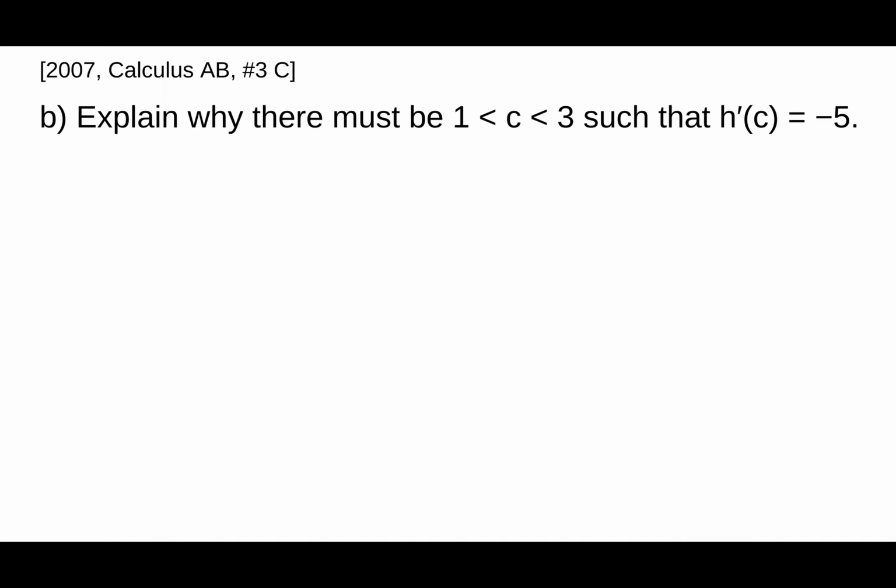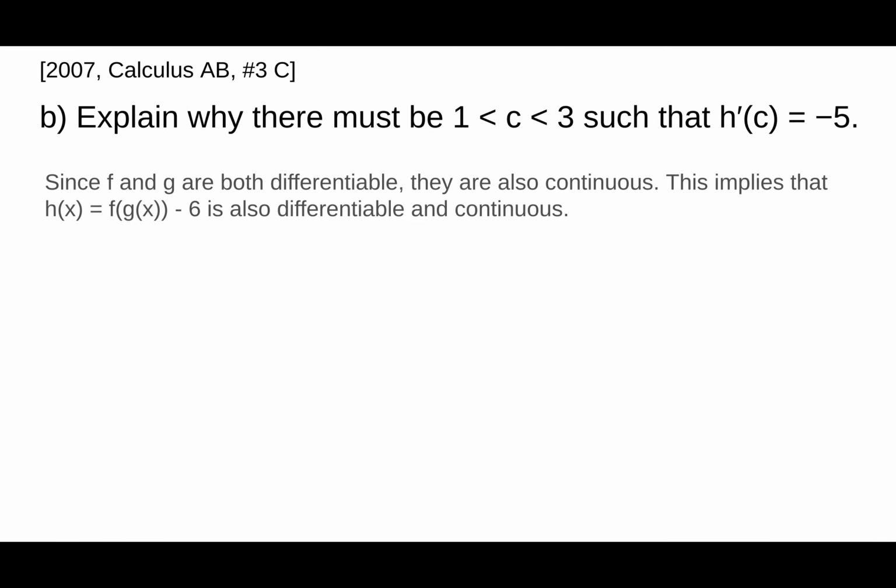Part B asks us to explain why there must be a value of c between 1 and 3 such that h prime of c is equal to negative 5. All right, since f and g are both differentiable, they're still continuous, and it implies that h of x equals f of g of x minus 6 is also differentiable and continuous. So we know that we can find h prime of c for any c in that interval.